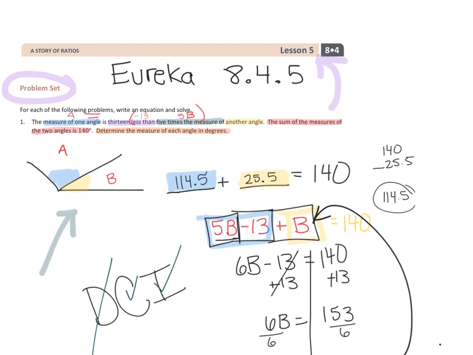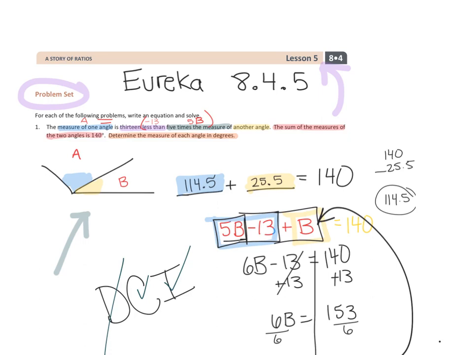Let's double check. The measure of one angle is 13 less than 5 times the measure of another angle. If we do 25.5 on our calculator, it's 13 less than 5 times that, so multiply by 5. It's going to give you 127.5, and then subtract your 13. Beautiful. 114.5 is what I'm getting on my calculator.